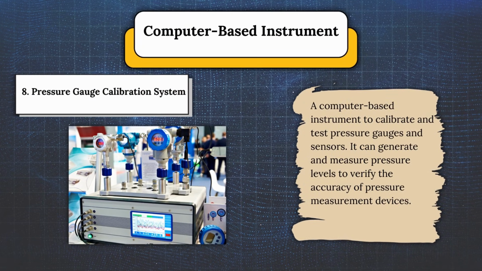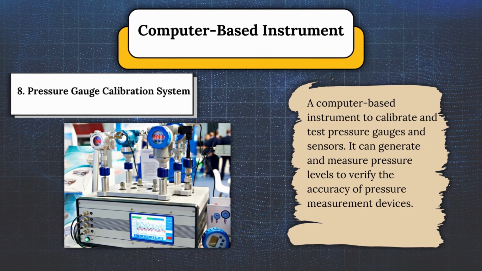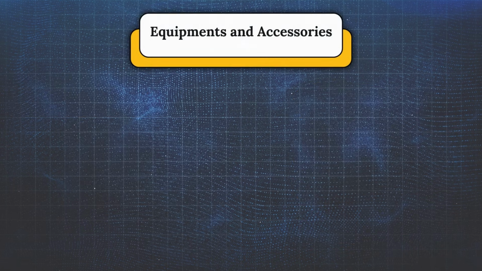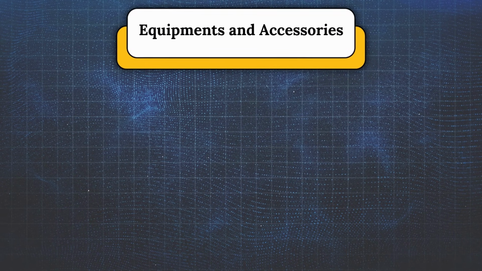Number 8. Pressure gauge calibration system. It is a computer-based instrument to calibrate and test pressure gauges and sensors. It can generate and measure pressure levels to verify the accuracy of pressure measurement devices. For the equipment and accessories used in industrial art services.